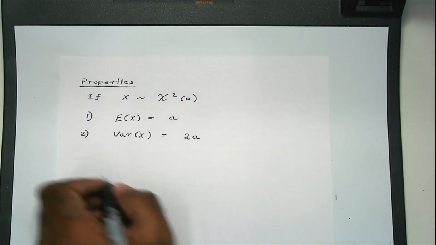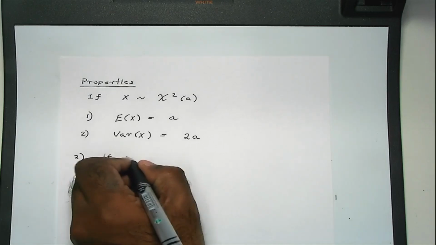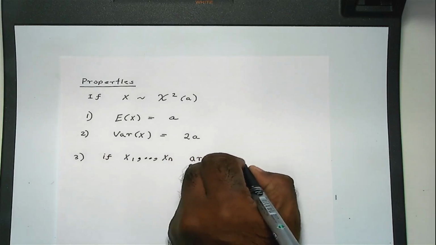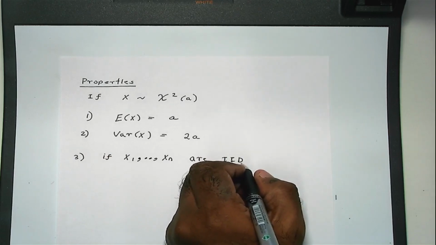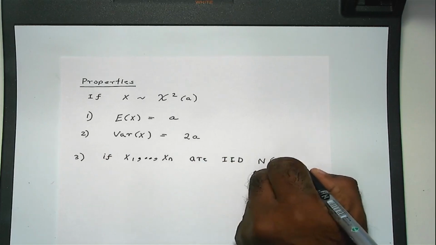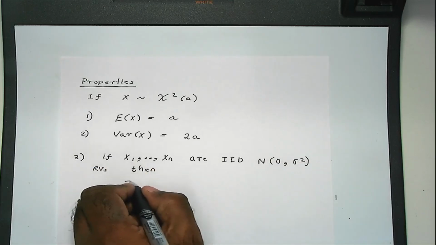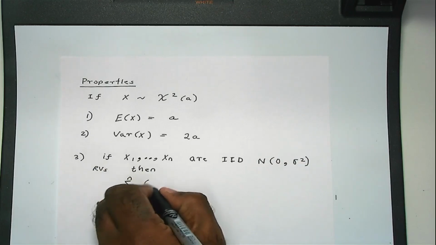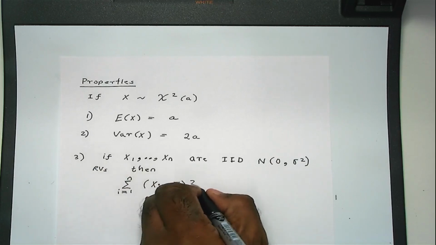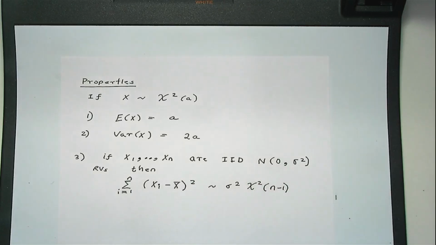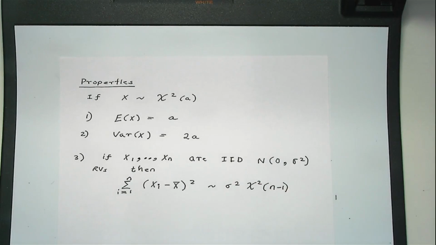And third property is this: if IID means independent and identically distributed normal variables with 0 mean and variance sigma squared, right? Then the following result is true. You may remember at the beginning of this video I said that I was going to show you that chi-square distribution is a sampling distribution, which means it arises as a function, as a distribution of a function of data, right?